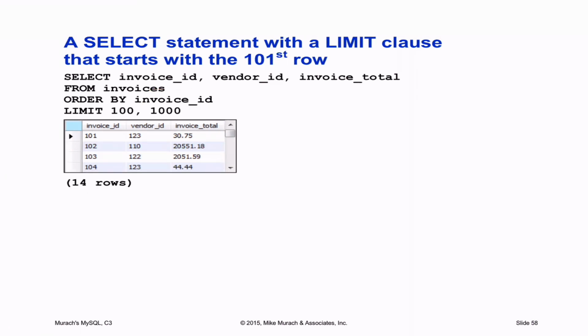Another example of this is if we're limiting 100, 1,000, the first is the offset, so we ignore the first 100 rows, and then we return 1,000 after that, or up to 1,000. Here there happen to only be 14. But it's an important distinction on that when you see limit with two parameters there. Now if you just did a limit 100 or limit 1000, then it's just going to go ahead and return the total without the offset.